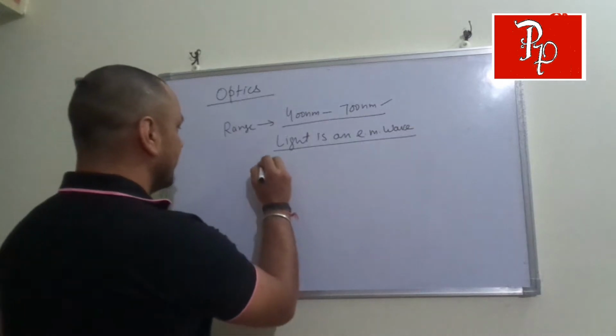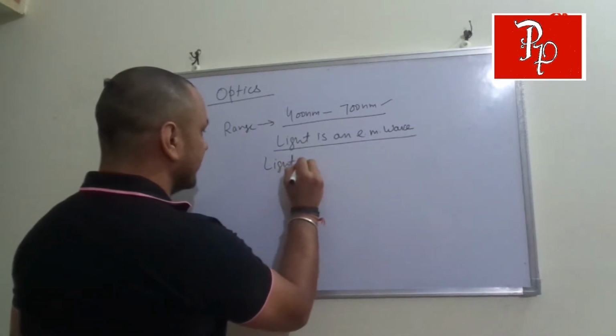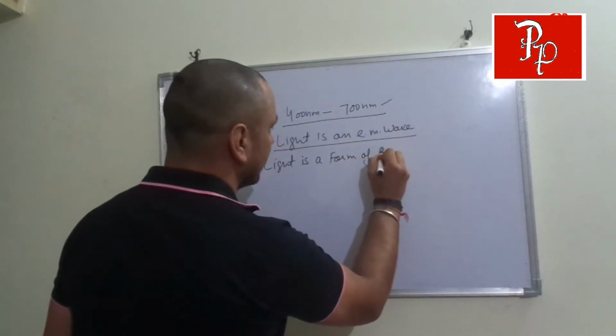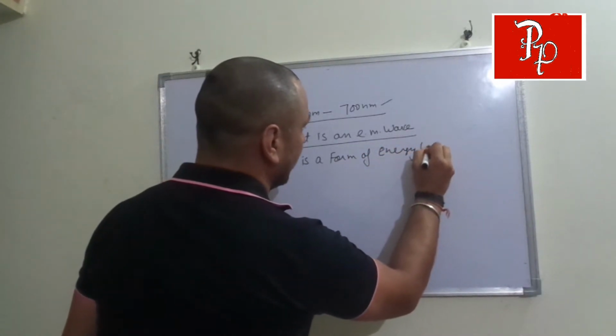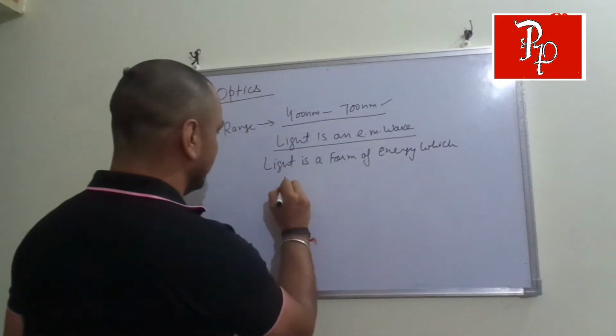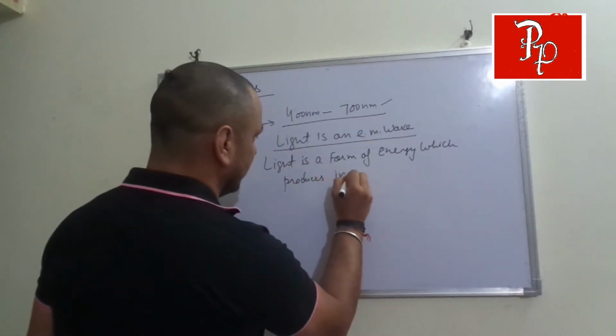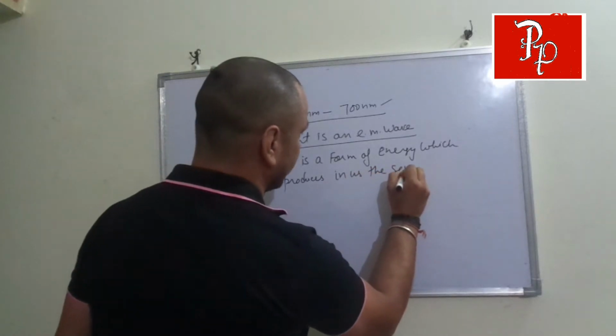So light is basically a form of energy. Light is a form of energy which produces in us the sensation of vision.